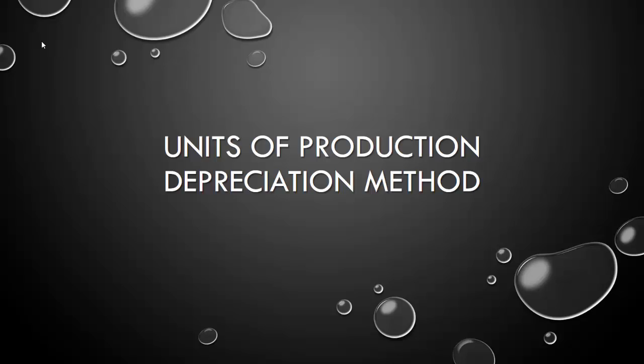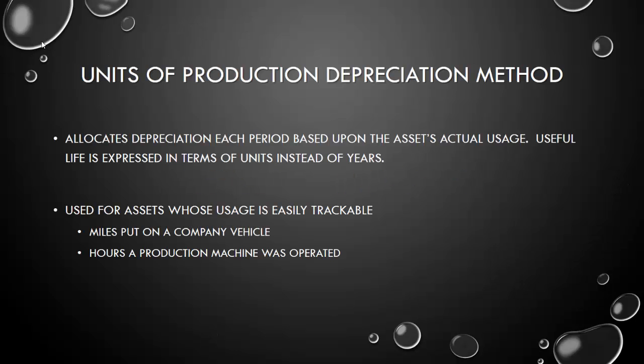Let's do a quick example of the units of production depreciation method. The units of production depreciation method differs from straight line because it allocates depreciation, or takes away the loss of value, based upon not time but the asset's actual usage. So when you are using this method, you don't say this asset has a useful life of 15 years.